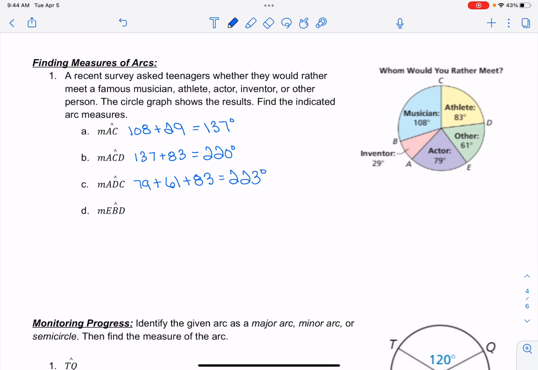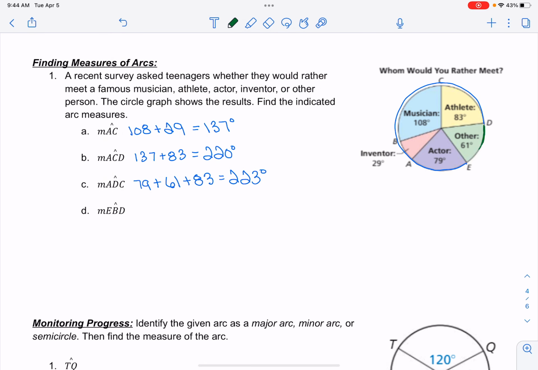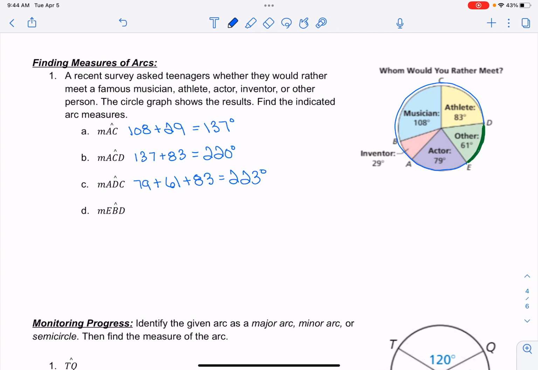And last but not least, E to B, all around to D. So notice that the only piece we're missing is this one. That's the only bit that we don't need in our measurement. So instead of adding up all the pieces, I'm going to do 360 minus that piece of 61 that we don't need to account for. And that's going to give us 299.